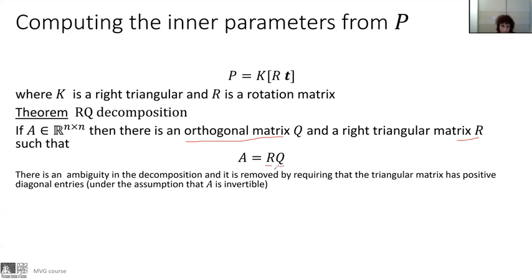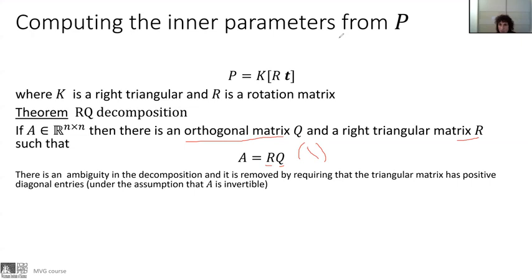Okay, this is the triangular matrix. This is the orthogonal matrix. It can be done to any matrix which is a square matrix. Essentially, there is ambiguity in the decomposition, and the ambiguity can be removed by requiring that the triangular matrix, like this, have positive entries on the diagonal. Okay?